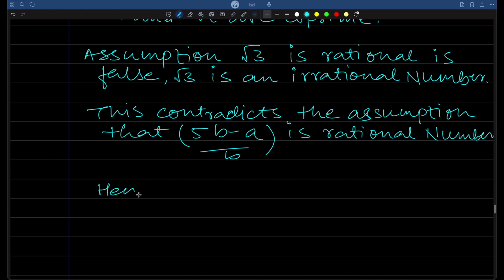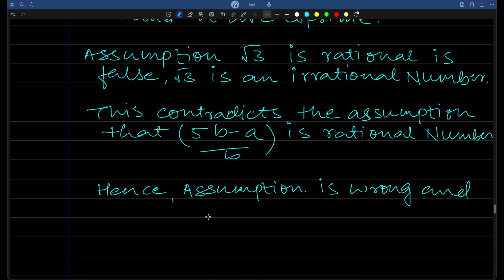Hence our assumption is wrong and 5 minus root 3 is an irrational number.